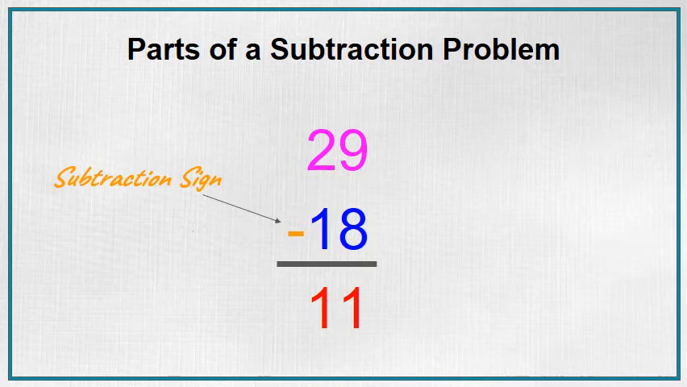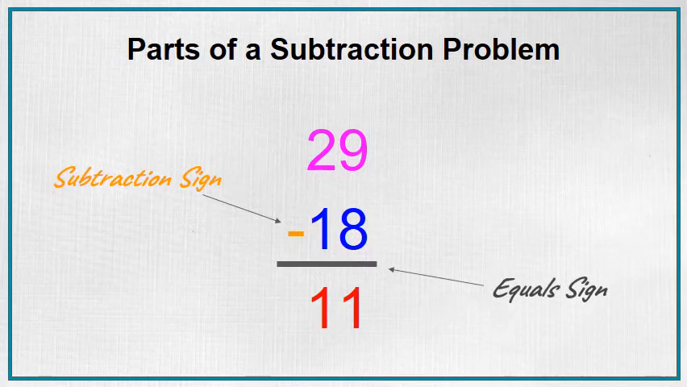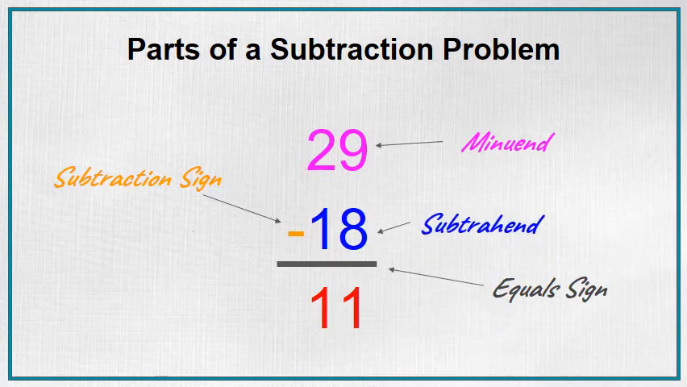First of all, to know it's a subtraction problem, I need to be able to see the subtraction sign. I can also see the equal sign. The number at the top, the larger number, is called the minuend. The number that I am taking away or subtracting is called the subtrahend. It needs to be smaller than the minuend. And finally, when all those things come together, I get my answer, which I call the difference.